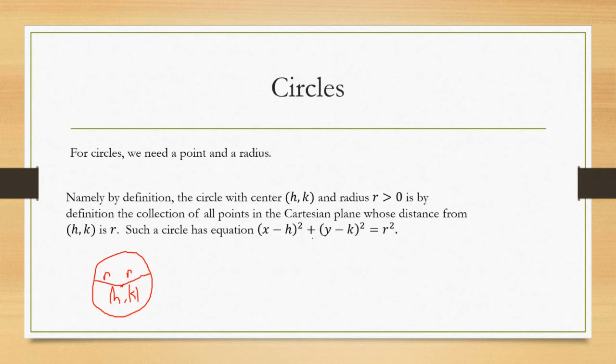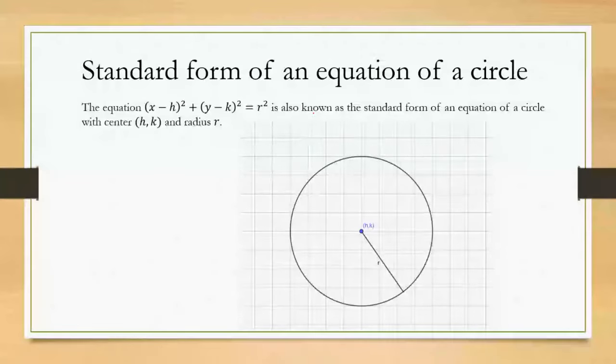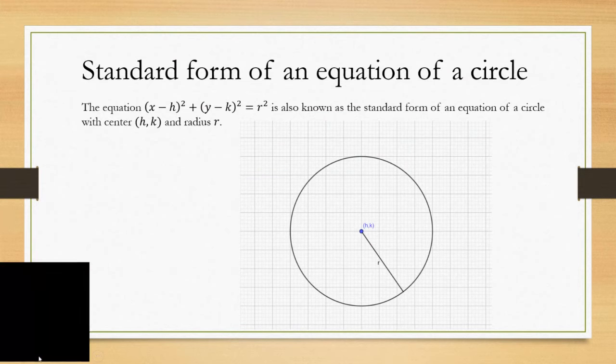And you should be thinking of the distance formula, at least I hope you are, because that's actually where this equation comes from, the distance formula. Again, the circle is all points that are r units from the center. Their distance from the center is r. So you can use the distance formula to get an equation of that wonderful circle. In fact, this is what we call the standard form of the equation of a circle.